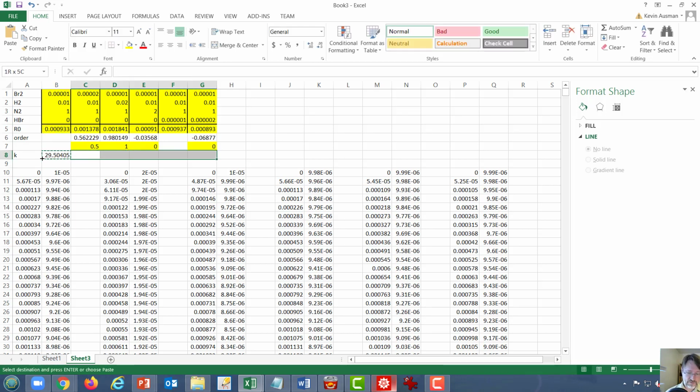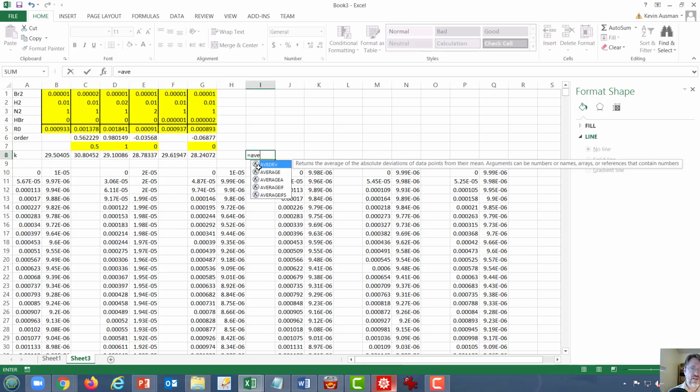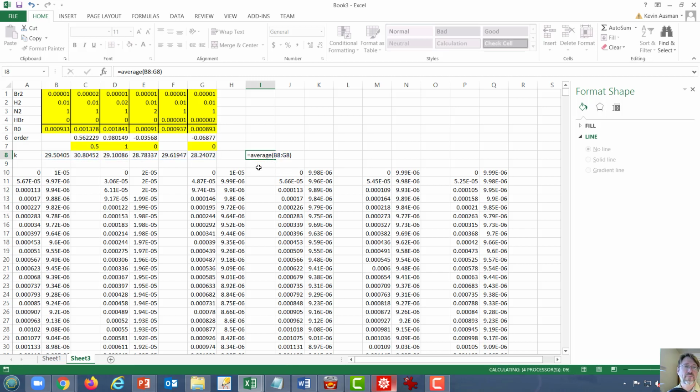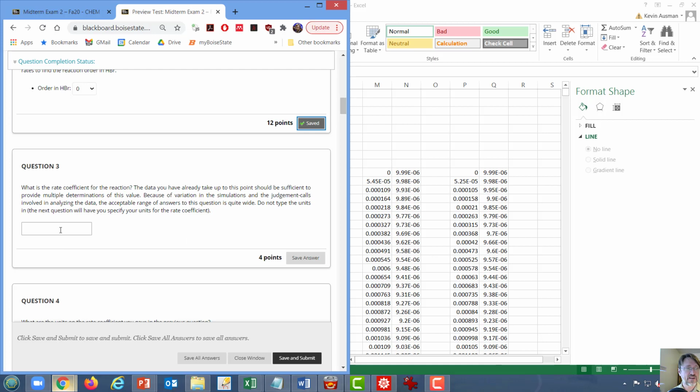We can copy that over, and we see that they are relatively consistent. So why not average them? 29.3. So here we say it is 29.3.